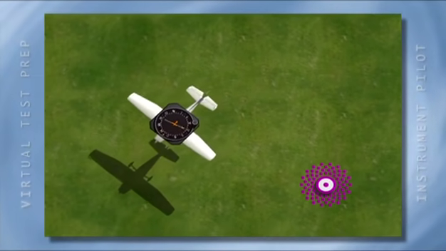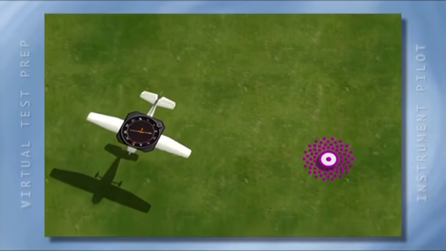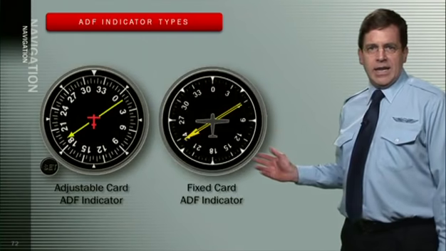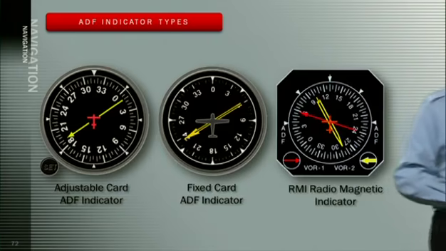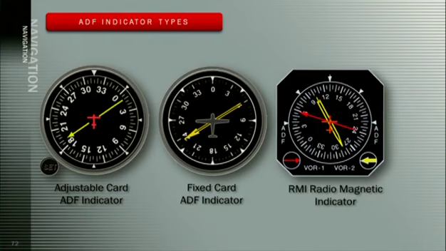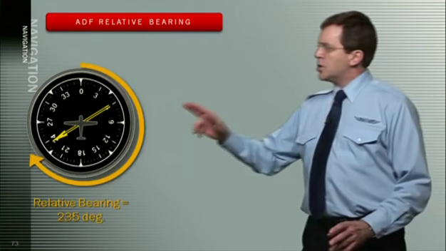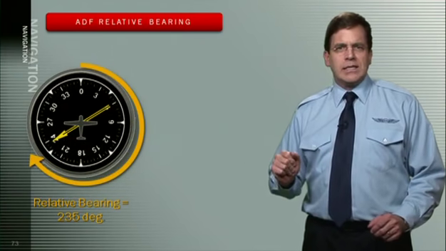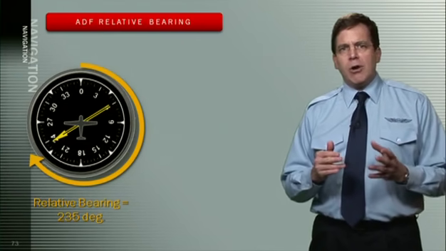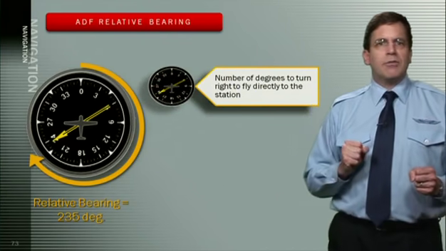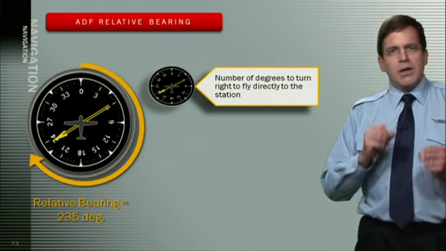There are three types of ADF indicators. They are the adjustable card indicator, the fixed card ADF indicator, and the RMI, radio magnetic indicator. An important concept we're going to talk about is relative bearing. In this case, the relative bearing is 235 degrees, which is the bearing from the aircraft's nose clockwise, or to the right, to fly to the station.